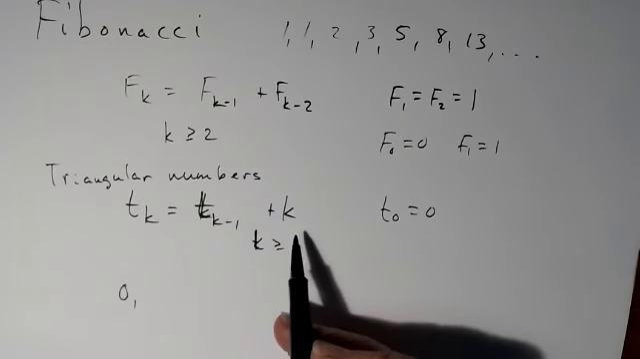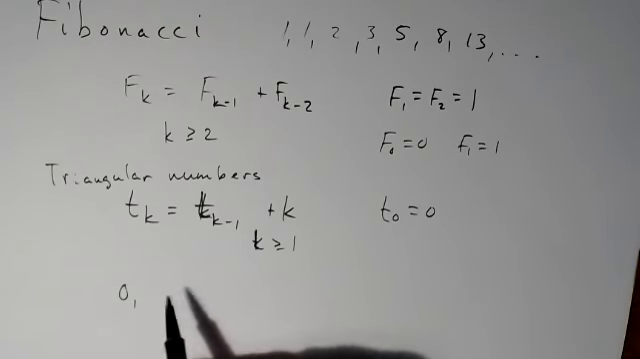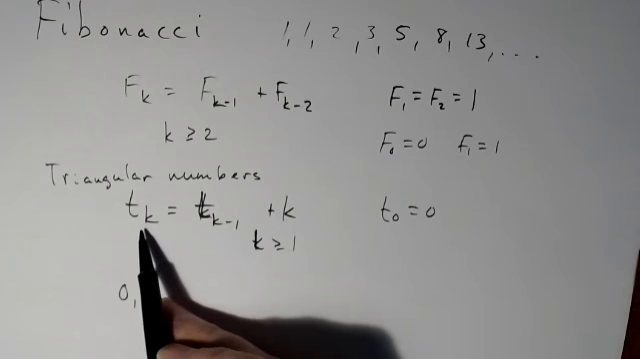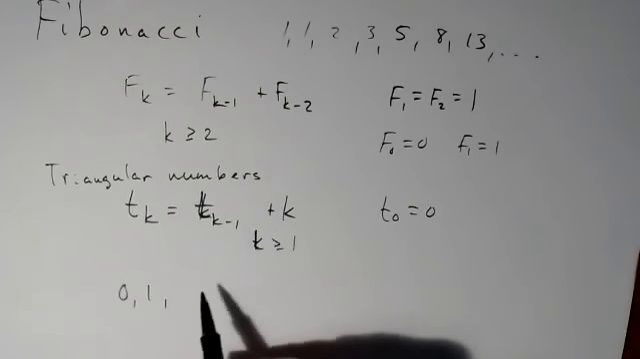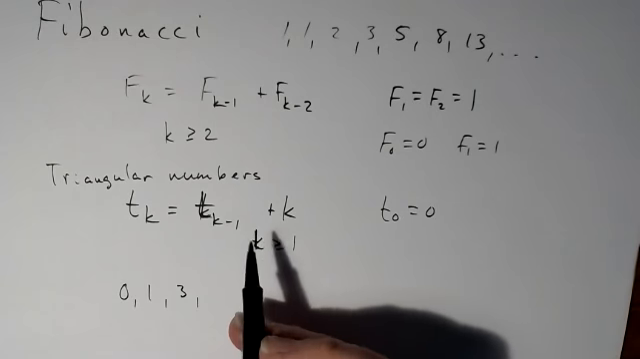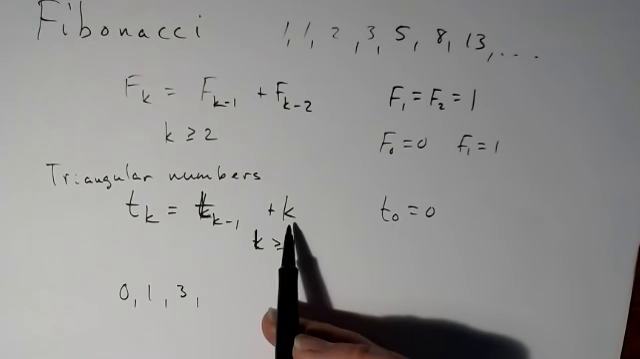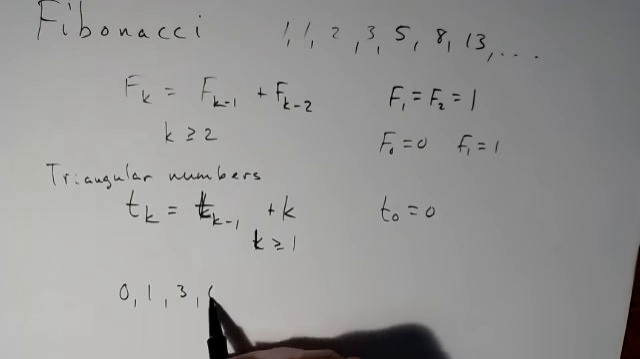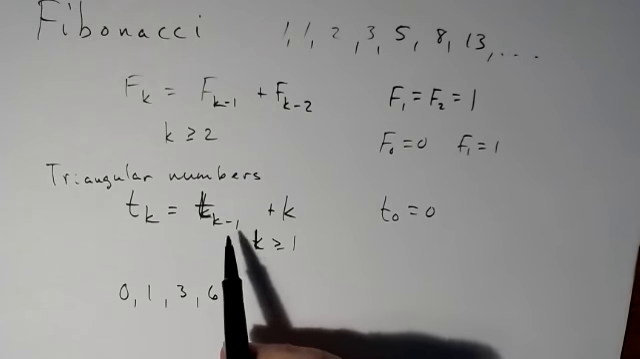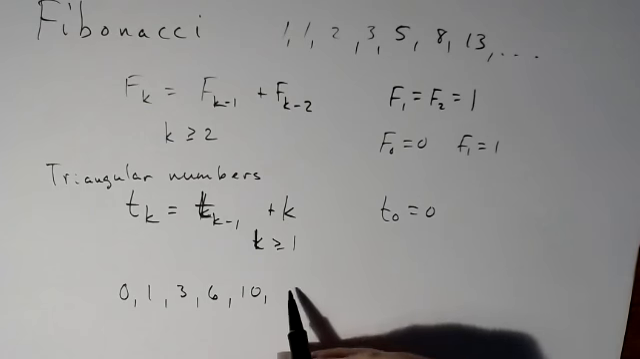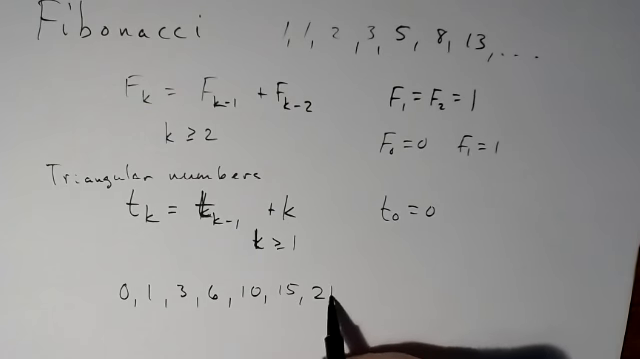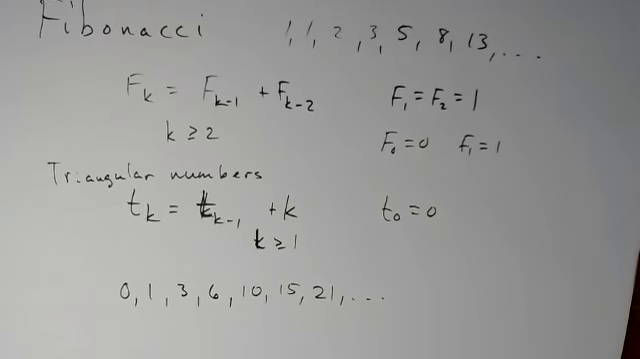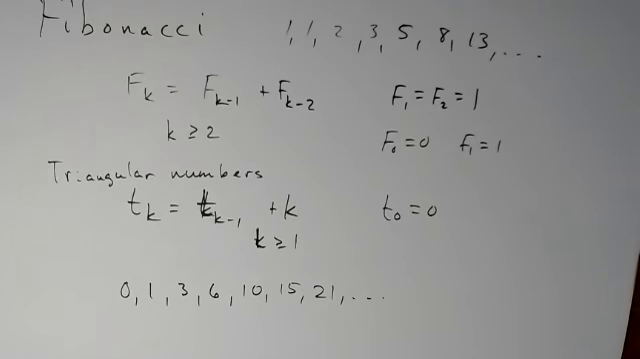So t_0 is 0, and then t_1 will be 0 plus 1, so that's 1. And then t_2 will be 1 plus 2, so that's 3. And then t_3 will be 3 plus 3, which is 6. t_4 will be 6 plus 4, which is 10. t_5 will be 10 plus 5, 15, then 21, and so on. So these are called the triangular numbers.